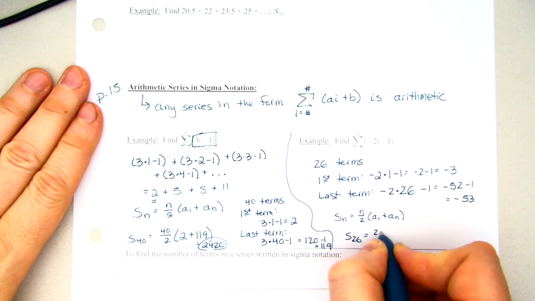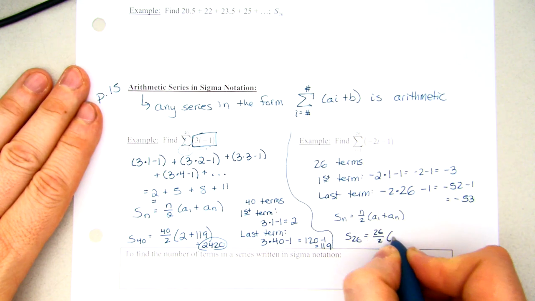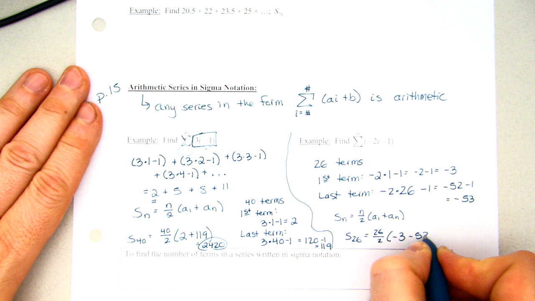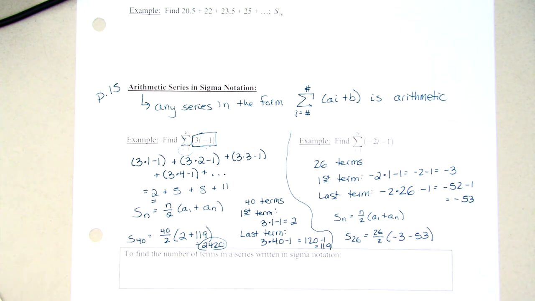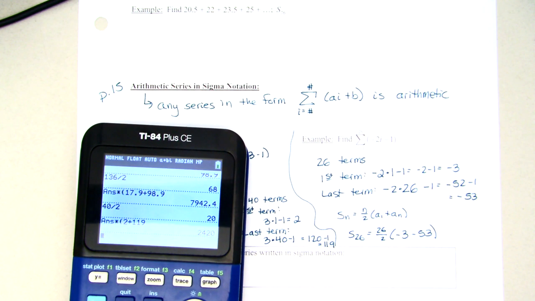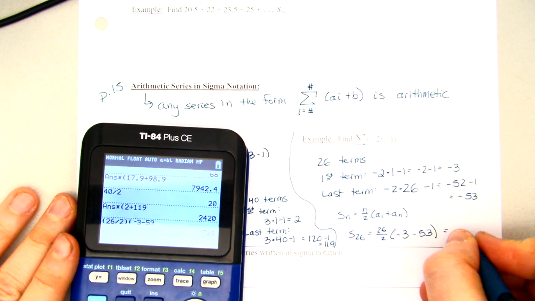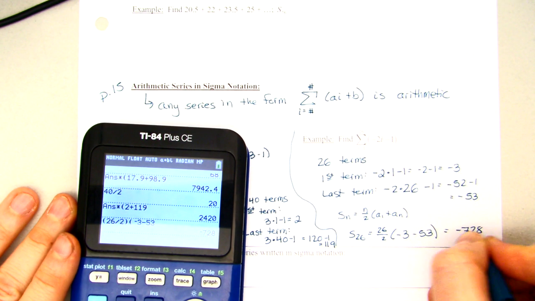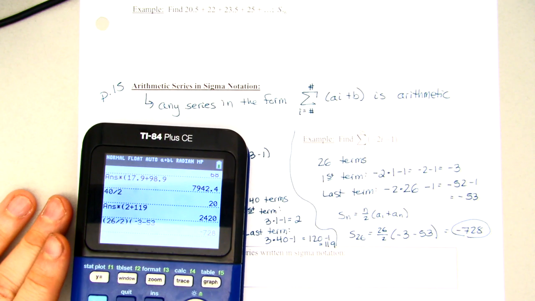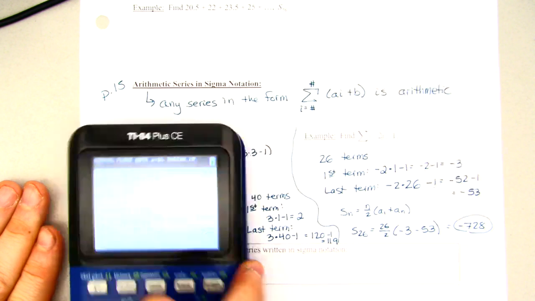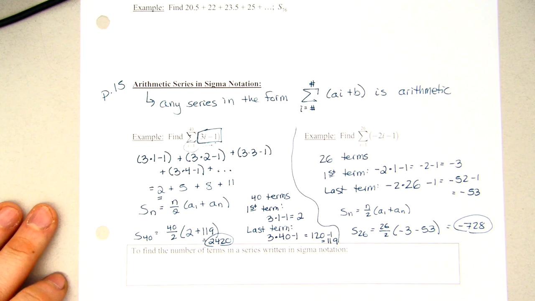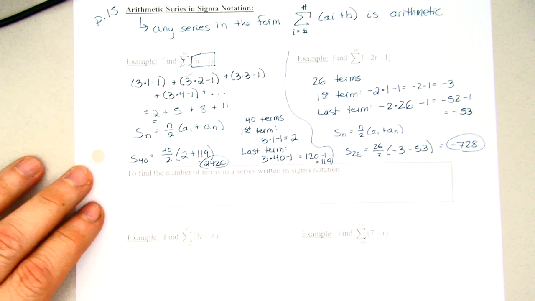S sub 26 is going to equal 26 over 2 times negative 3 minus 53. We go to the calculator. 26 over 2 times negative 3 minus 53, that is negative 728. Let's take a look at the next example.